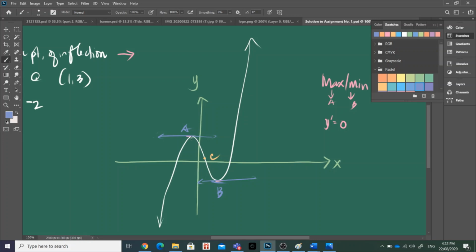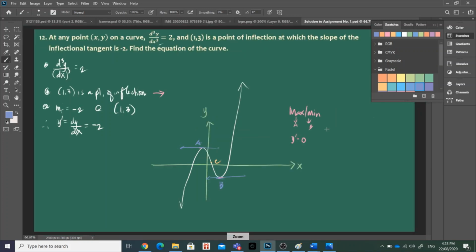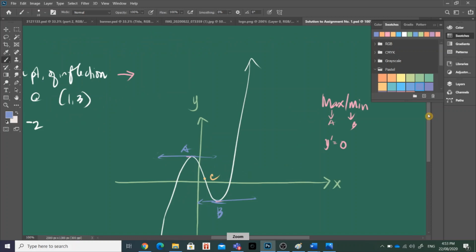Also, yung slope ng ating curve on that specific point A and B, ang slope din niya ay 0. So, if you want to know yung points, maximum or minimum, we just set y prime equals 0. Okay? So, nagre-recall lang tayo dito, ha? Next is for the point C.